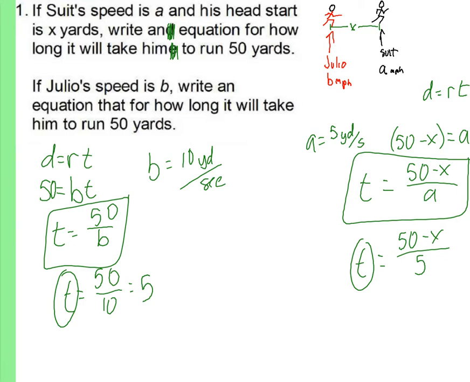And they start at the same time. They'll arrive here at the same time, so it will take them the same amount of time. So the amount of time it takes Julio and the amount of time that it takes suit guy is the same. Okay? So since this is equivalent to t, and t is equivalent to 50 minus x over 5.